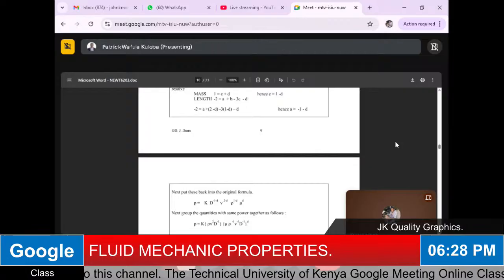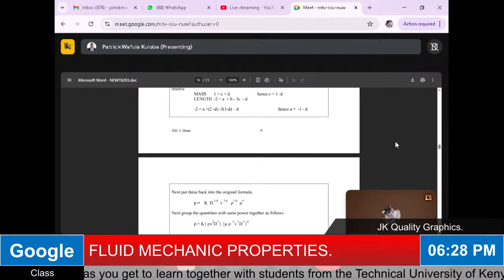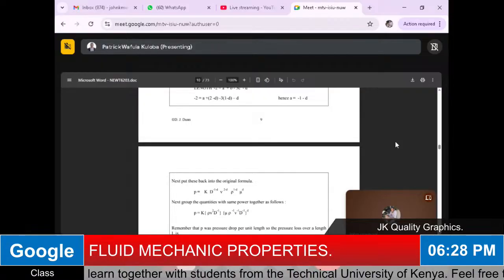So there's D. A was minus 1 minus D. B was 2 minus D. C was 1 minus D, and then U was just raised to D. Now put the quantities on the right hand side with numbers together, and those with these together.